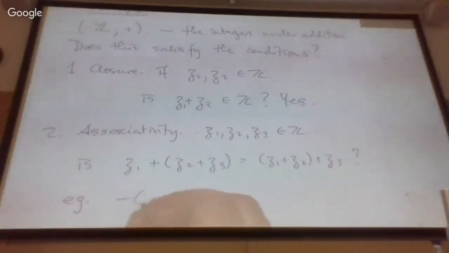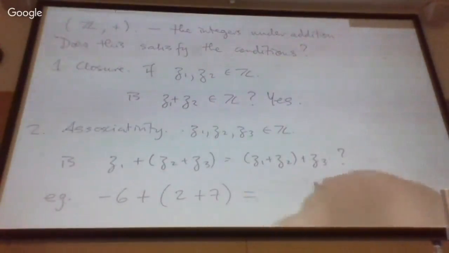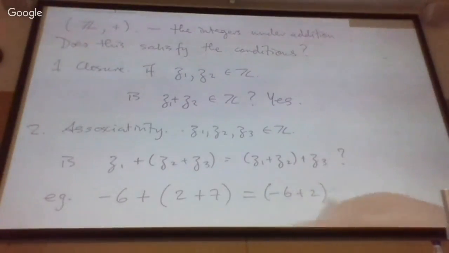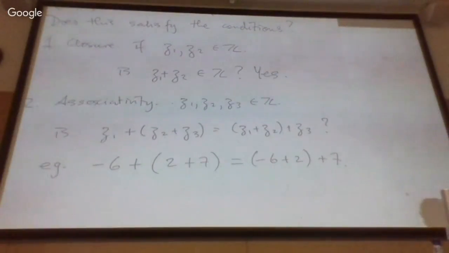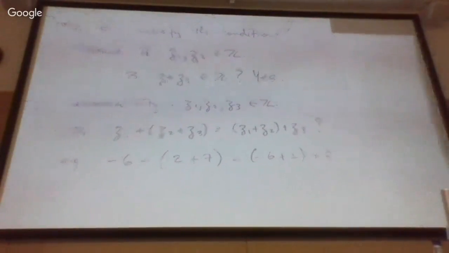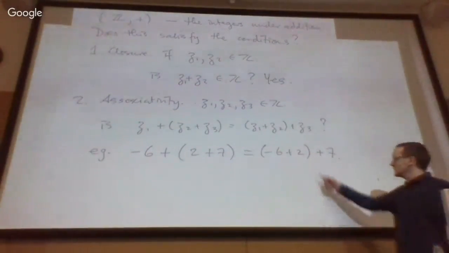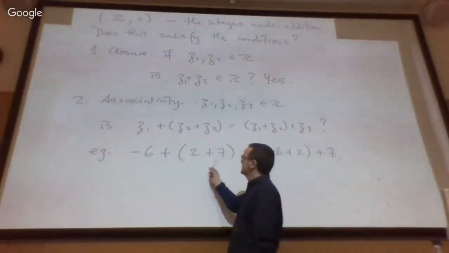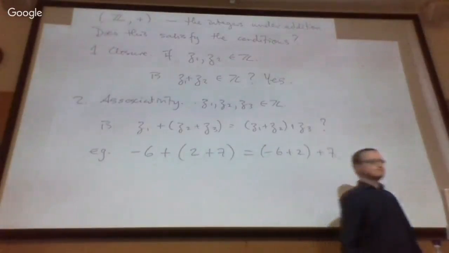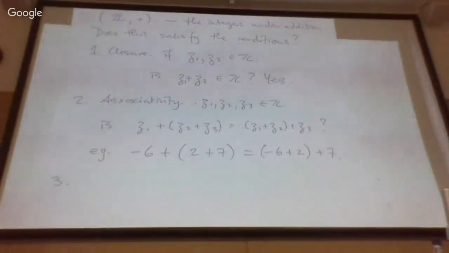For example, you add minus 6 plus 2 plus 7. Is that the same as minus 6 plus 2 plus 7? Yeah, it is. This is by no means a proof of it, but we're just confirming that this is some familiar feature of the integers. So what you get here, minus 4 plus 7, so it's 3. Minus 6 plus 9, yeah, it's 3. It's not a proof, but we're just reminding ourselves, reassuring ourselves.